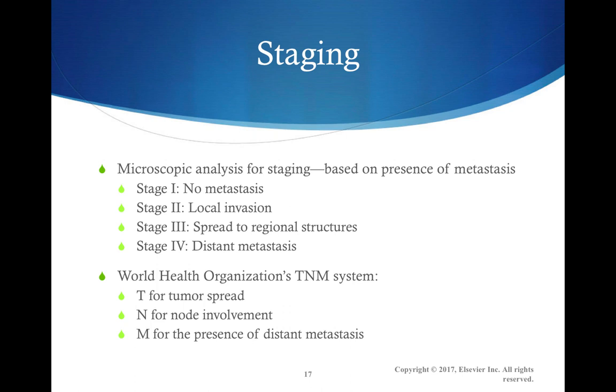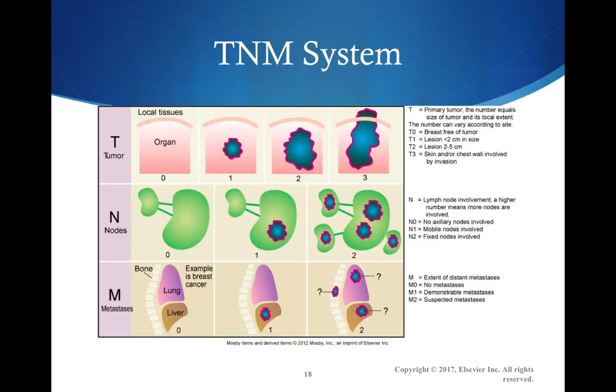As you can see here, stage 1 means there is no metastasis. 2 is local invasion. 3 is spread to regional structures around the initial local invasion, and 4 is distant metastasis. Clearly, stage 1 is better than stage 4. Each of these stages has a couple of substages, but really all you need to know for our purposes for this class are that there are 4 different stages, and this is what the stages mean. This is just a really nice visual delineation of the TNM system.